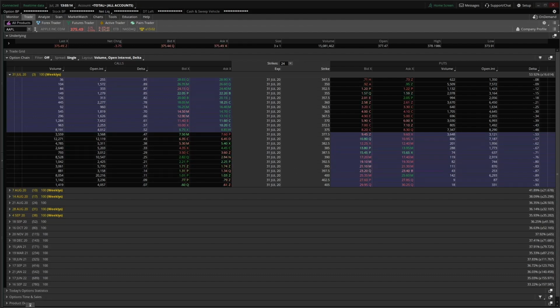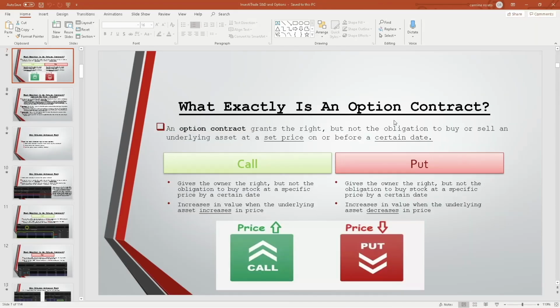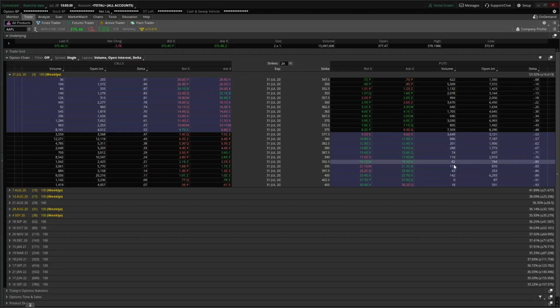Let's actually go back to the example that I brought up with the definition of an option contract. It grants the right, but not the obligation, to buy or sell an underlying asset at a set price on or before a certain date. Those are the two important keys. The set price is the strike price, and the certain date is your expiration, or the time you have for your bet to be worth some type of money.